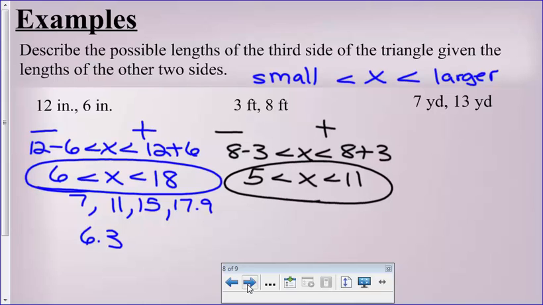All right, try the third one on your own. See if you can come up with a range of values. You should have come up with 6 is less than x, which is less than 20.